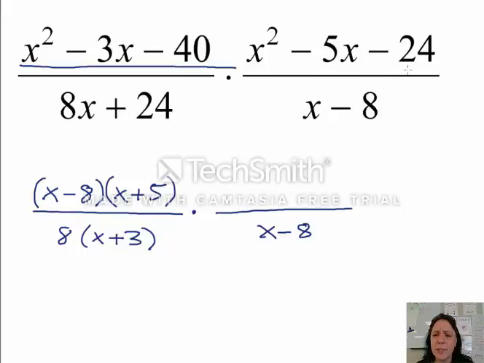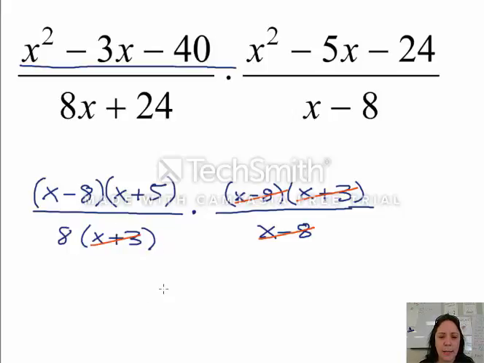I need two numbers that are going to multiply to negative 24 and add to negative 5. x minus 8, x plus 3. So let's go to some handy-dandy canceling. I have an x minus 8 and an x minus 8. I have an x plus 3 and an x plus 3.